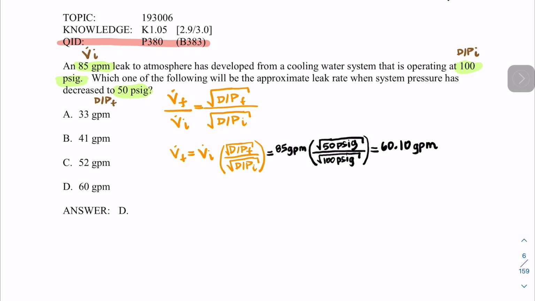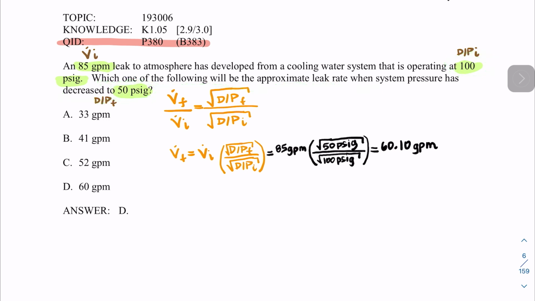This one says an 85 GPM, gallons per minute, leak to atmosphere has developed from a cooling water system that is operating at 100 psig. So we have a leak of 85 gallons per minute in a cooling water system at this pressure. Which one of the following will be the approximate leak rate when the system pressure has decreased to 50 psig?